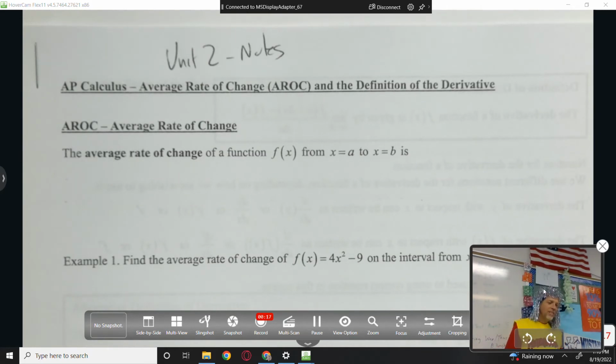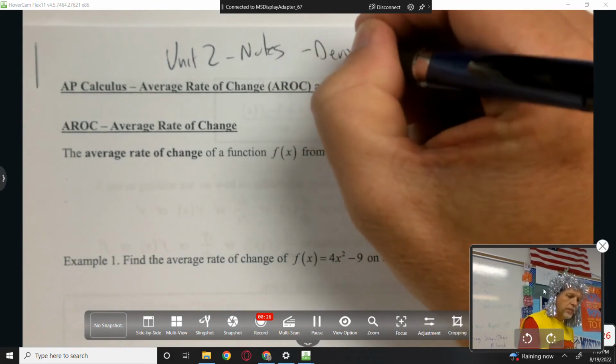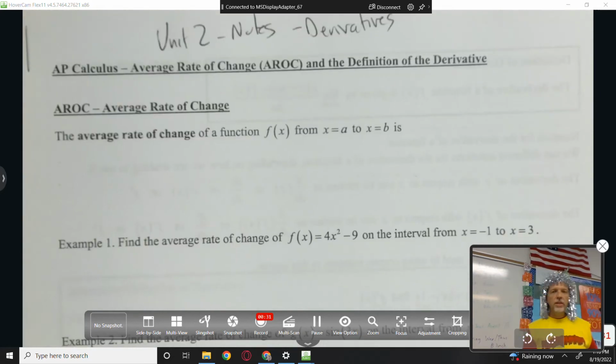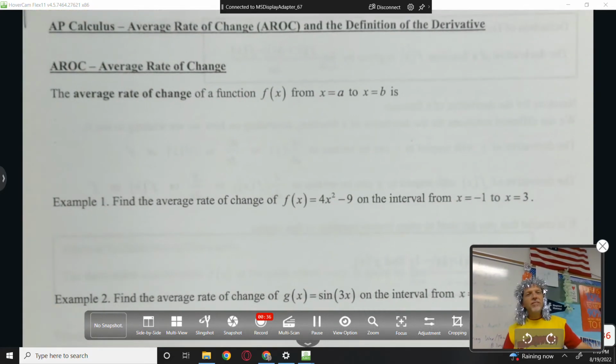Anyway, average rate of change, the definition of derivative. So this whole unit is sort of intro to derivatives. And we'll start with average rate of change, and I believe that was the bonus question on the test. I think one person got it right, and one person I gave some partial credit to because they were close. It's always the average-ish. Average rate of change.